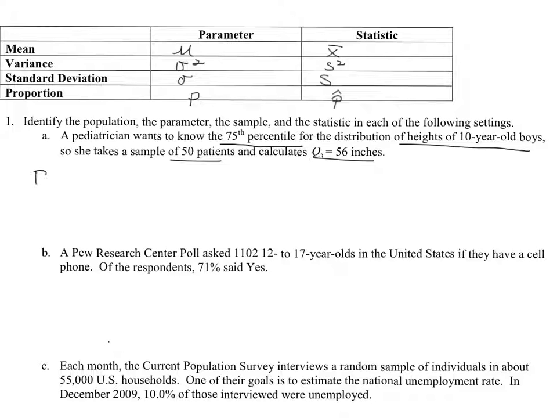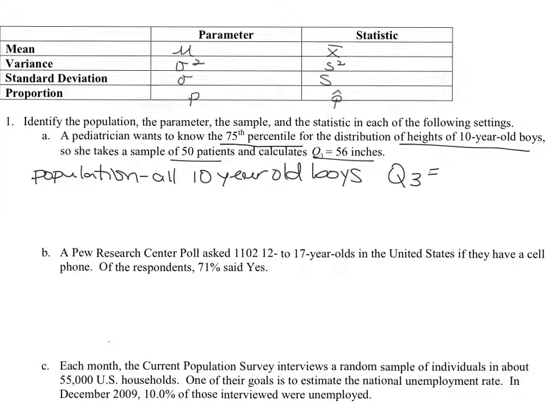So identify the population. So the population is all 10-year-old boys. Right? They don't put any type of parameter on the 10-year-old boys, like they're from the US or whatever. It just says 10-year-old boys. And so the parameter would be Q3, which would be the 75th percentile for heights of 10-year-old boys.